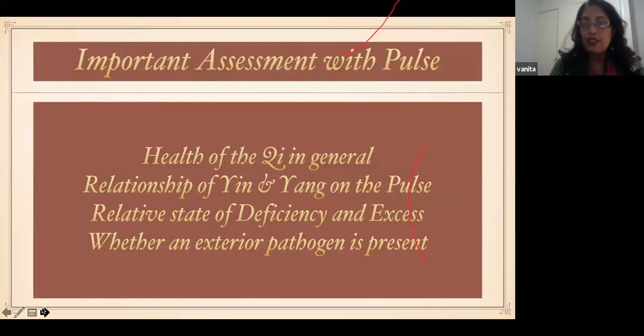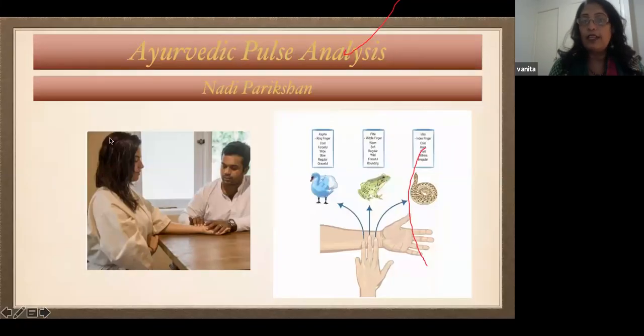Important assessments include the health of the qi in general, the relationship of yin and yang on the pulse, the relative state of deficiency and excess, and whether an exterior pathogen is present. So looking at the bacteria, which is happening today, like with COVID and all that, we say it's more like a kapha and vata aggravation.